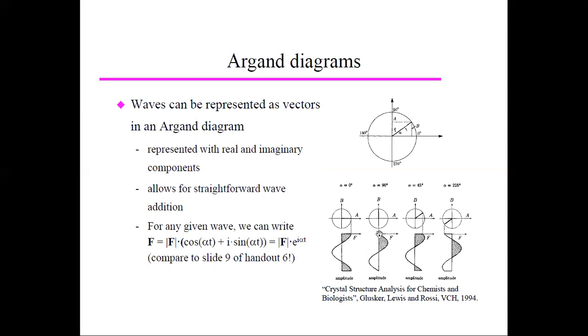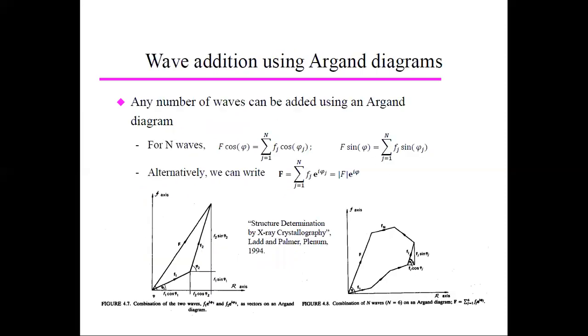This is a similar angle at different amplitude that we have to see in the Argand equation. From this we can add different waves; any number of waves can be added using the Argand wave. For n waves, F cos phi is equal to the sum over j of f_j cos phi_j, and F sin phi is equal to the summation over j from 1 to n of f_j sin phi_j.